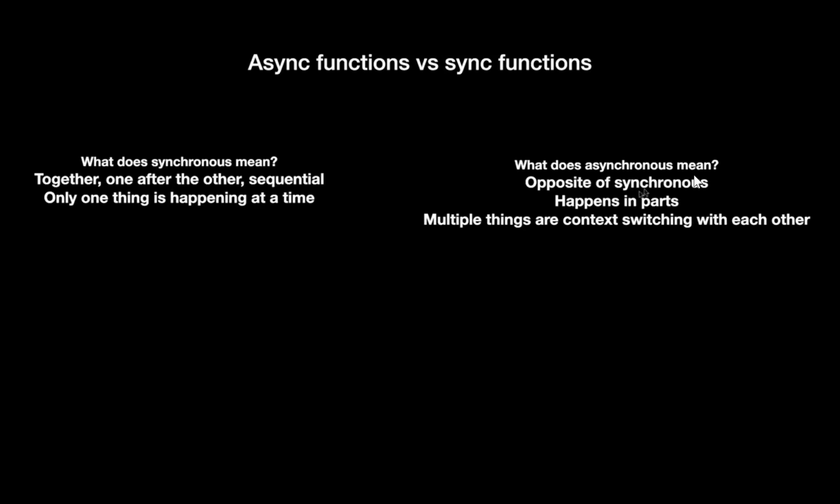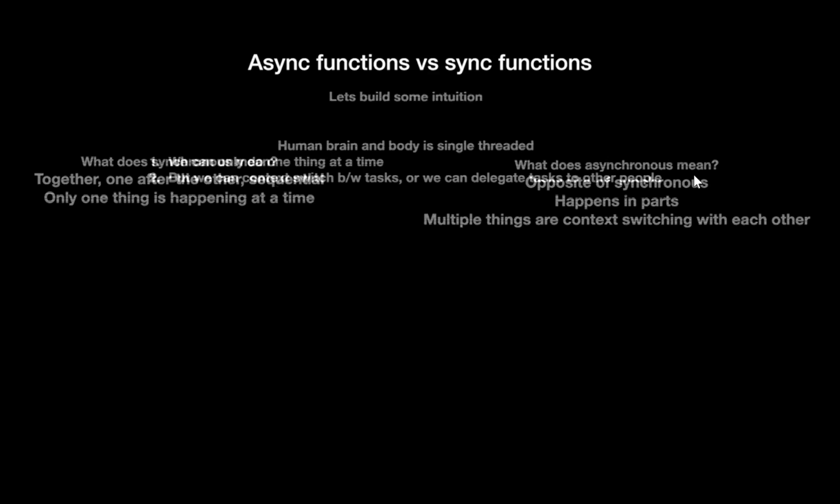Compare this to asynchronous. It is the opposite of synchronous. It means things are happening in parts. Things are happening parallelly somehow. Multiple things are context switching with each other. For example, you might ask your friend, bro, please chop the vegetables while I'm boiling the water. Or you start boiling the water and then you let it be. You let it boil on the side. You let it go from 0 degrees Celsius to 100 degrees Celsius while you are chopping the vegetables. So there are two tasks happening parallelly. That is, at a high level, what asynchronous means. And synchronous, as the name suggests, is sequential. Only one thing happening at a time. You're not able to parallelize things.